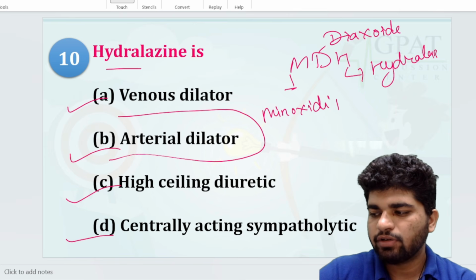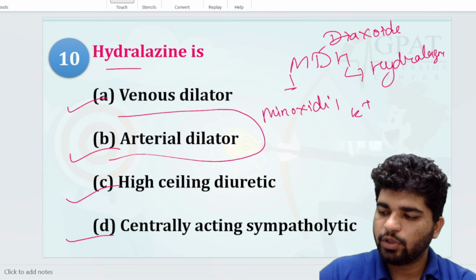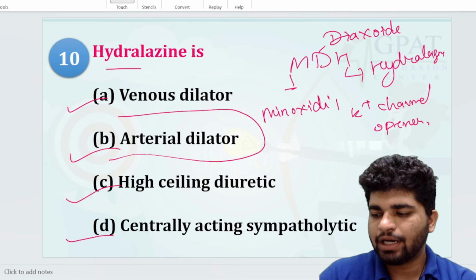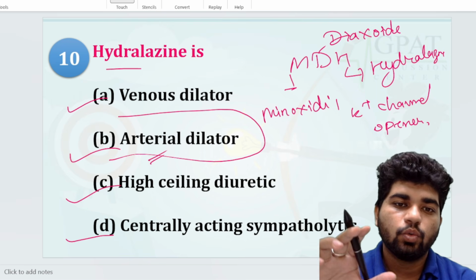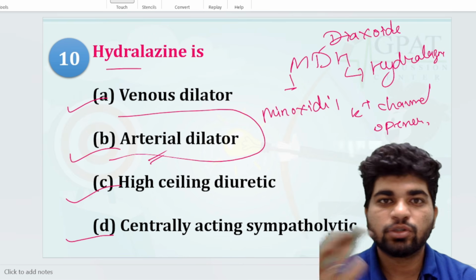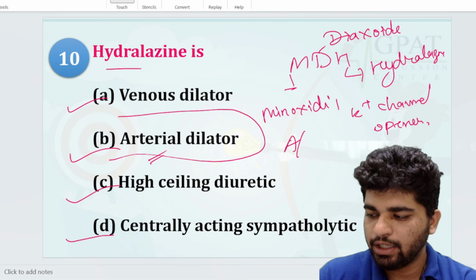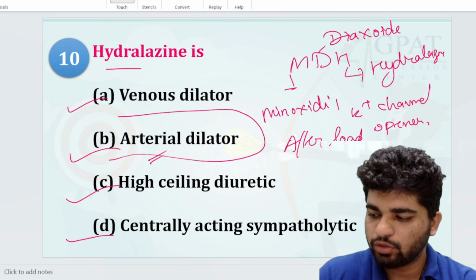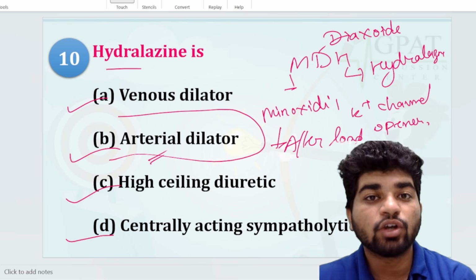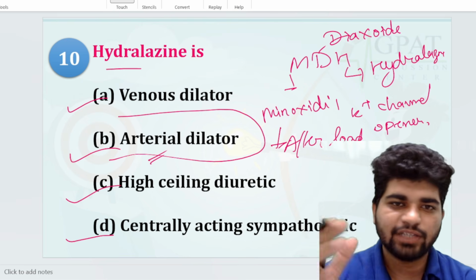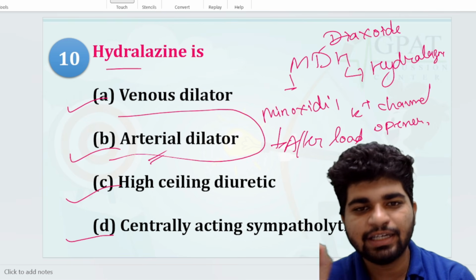These are all the drugs which are considered potassium channel openers. And what do they do? Arterial dilation, right? And if they dilate your arteries, then what's going to happen? Afterload is also going to decrease, and the resistance to pumping the blood in your heart is also going to decrease. That's why hydralazine is considered an arterial dilator.